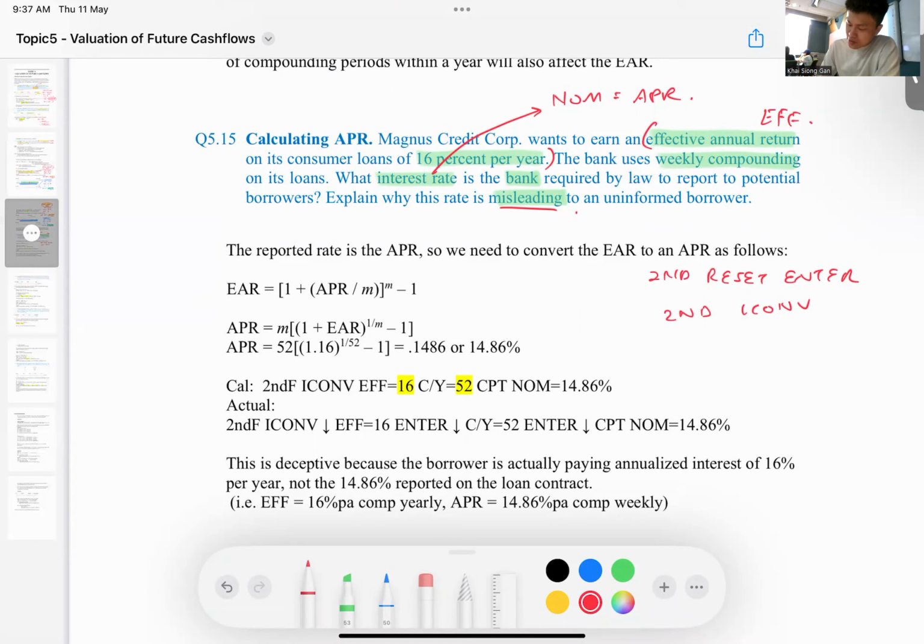First, I go for EFF. I key in 16. Then compounded how many times? Weekly compounding, how many times? One year has 52 weeks. So 52. Compute nominal rate: 14.86%.